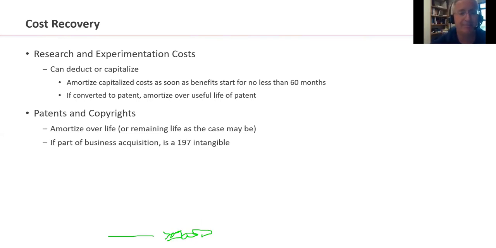Patents and copyrights. Now remember, if they're part of a business acquisition, they're 197 intangibles. Otherwise, you just amortize those over their useful life or their remaining life, as the case may be. So let's say I get my drug patent. But look, I'm a biotech. I'm in the startup business. I don't want to market and sell drugs. I'm going to turn that over to the bigs. So what I want is for Bayer or one of the big pharmaceutical companies to come in and buy my drug. So they buy my drug 3 years after I patented it. It only has 14 years left on its life. That's a patent they bought not as part of a business, so they're just going to amortize it over that remaining 14 years.